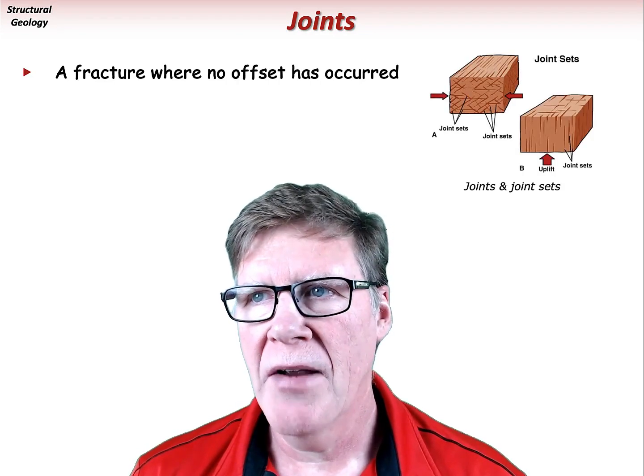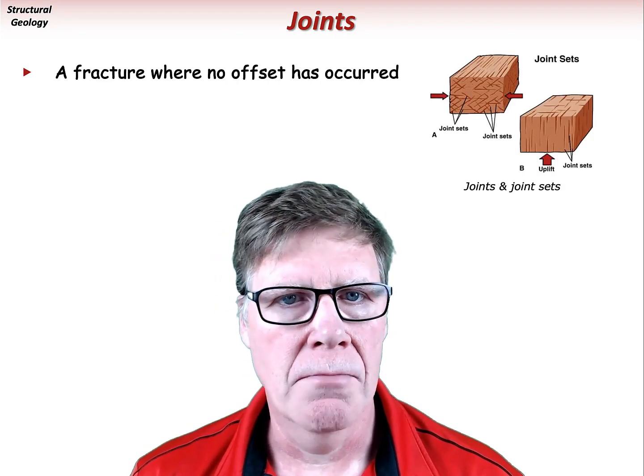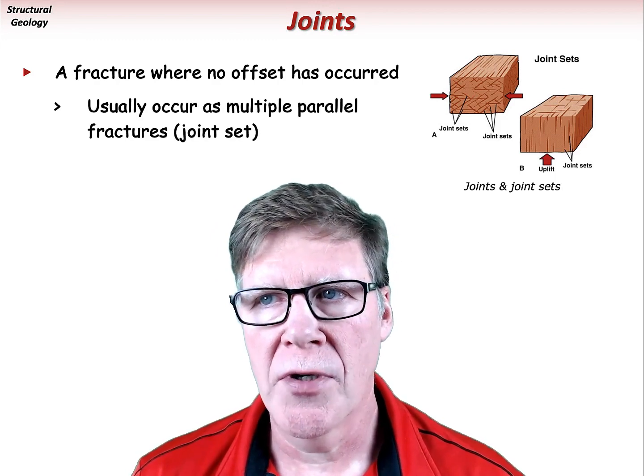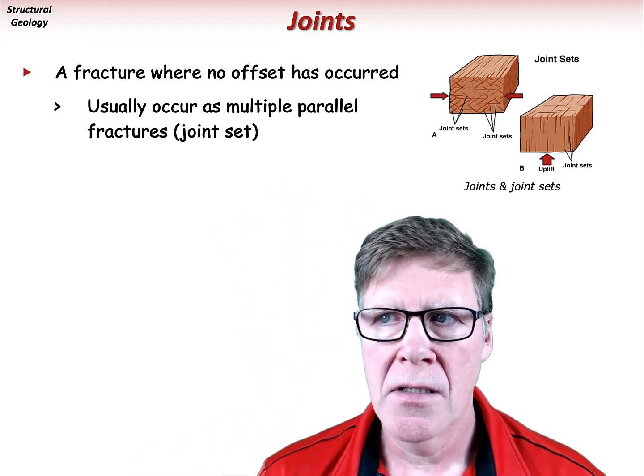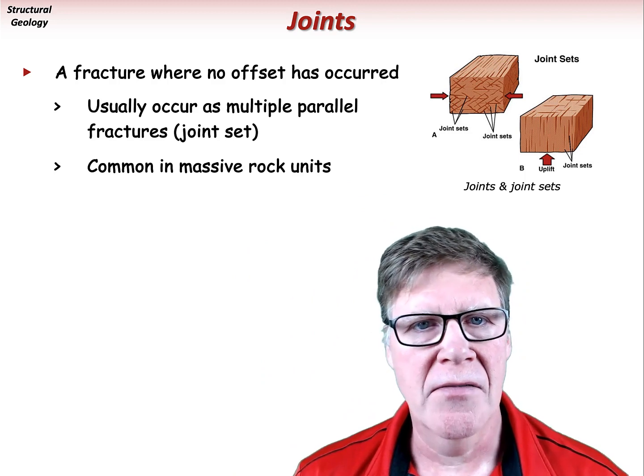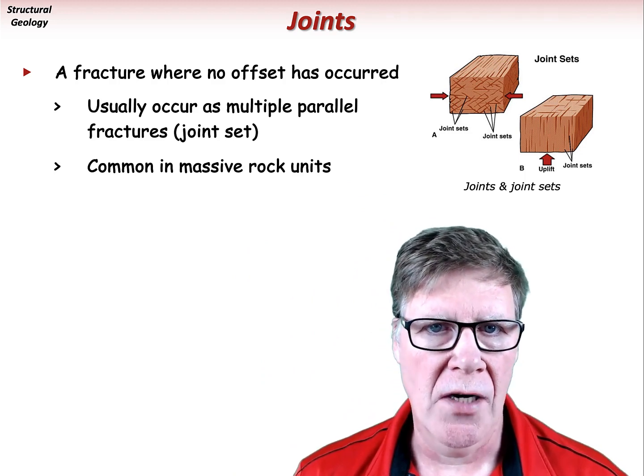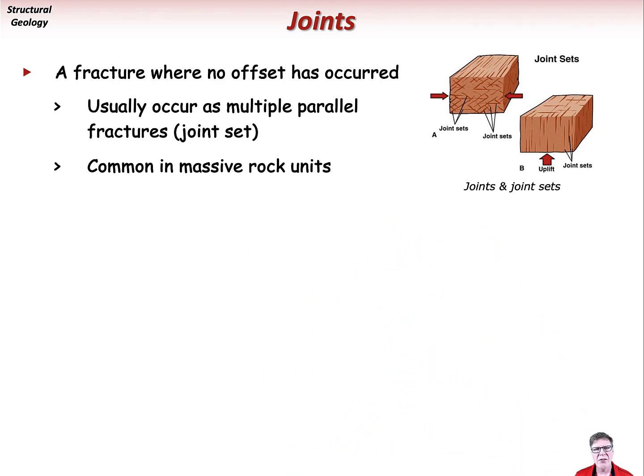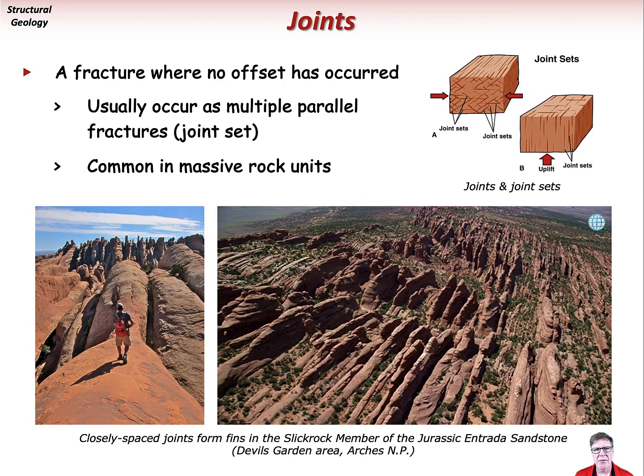A joint is a geologic structure represented by a fracture where no offset has occurred. Multiple parallel joints make up a joint set, which commonly form in massive, compositionally homogeneous rocks. For example, the slick rock member of the Entrada sandstone is a massive sandstone in Arches National Park. This unit hosts a dominant joint set that is eroded into prominent fins and even arches in some locations.